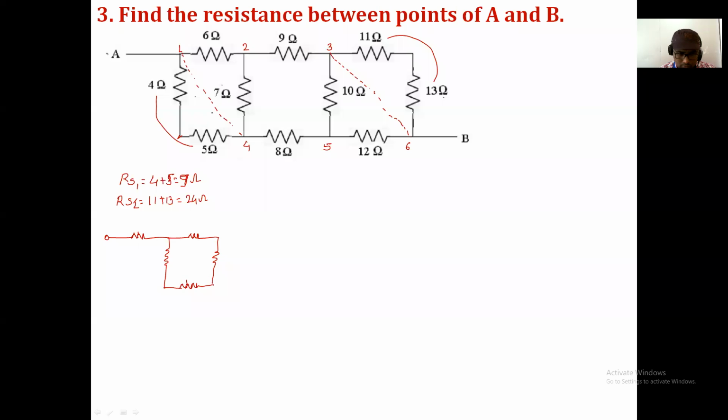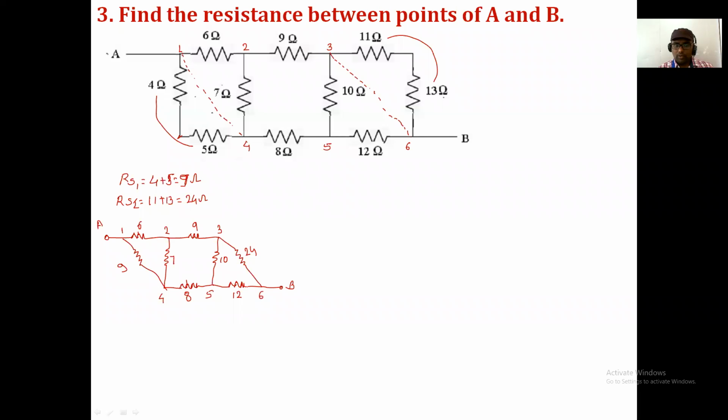So here I will try to draw this remaining circuit diagram. This is point B, this is point A, this is 6 ohm, this is 9 ohm, this is 10, this is 7, this one is 8, and I think this one is a 12. Is it right? And one resistance we need to connect here, which is of 9 ohm. Another resistance we need to connect here, which is of 24 ohm. This is our point 1, 2, 3, 4, 5, 6.